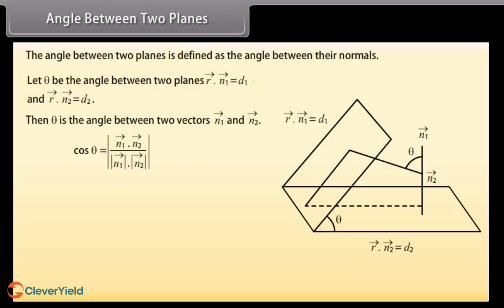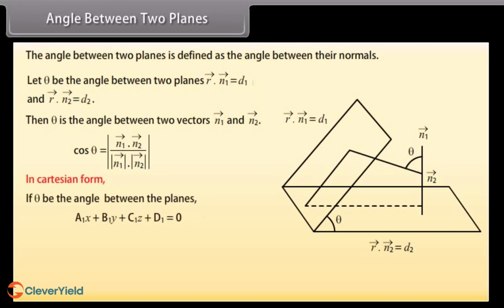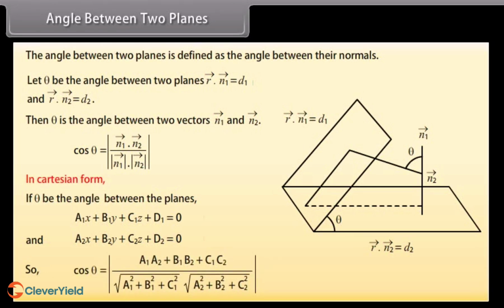cos theta equals the modulus of the dot product of vectors n1 and n2 divided by the modulus of n1 times the modulus of n2. In Cartesian form, if theta is the angle between the two planes a1x + b1y + c1z + d1 = 0 and a2x + b2y + c2z + d2 = 0, then cos theta equals the modulus of (a1a2 + b1b2 + c1c2) divided by the square root of (a1² + b1² + c1²) times the square root of (a2² + b2² + c2²).